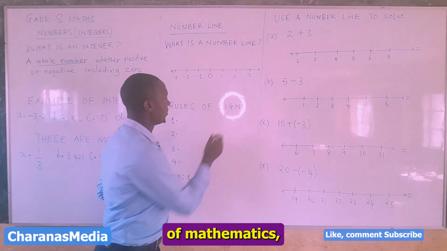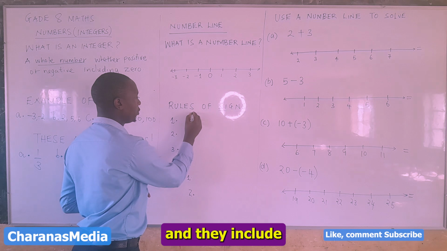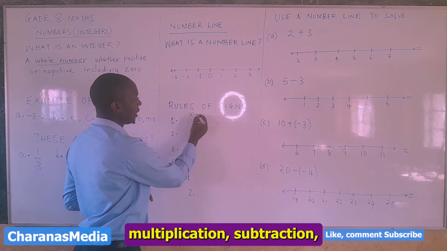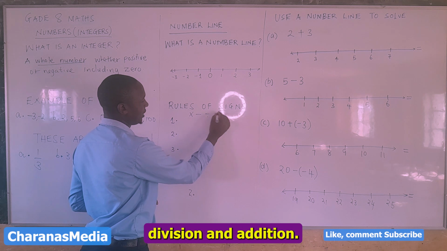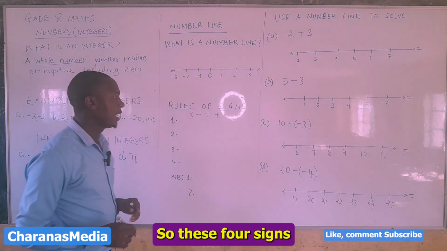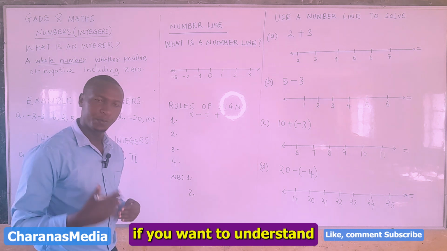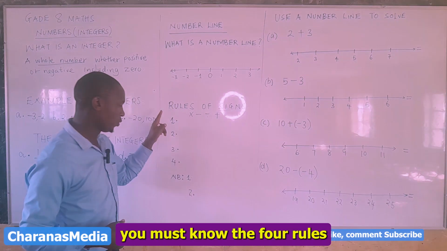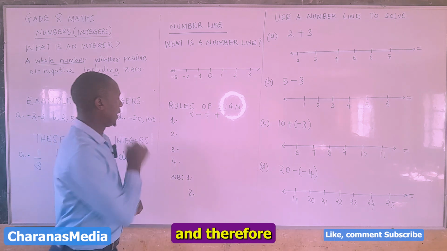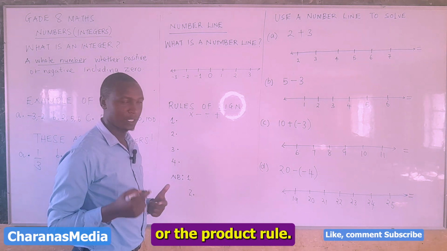So the signs of mathematics, you understand there are 4 signs, and they include multiplication, subtraction, division, and addition. So these 4 signs are very important when it comes to a number line. If you want to understand how to do operations on number line, therefore you must know the 4 rules. And therefore, the first rule is the rule of product, or the product rule.